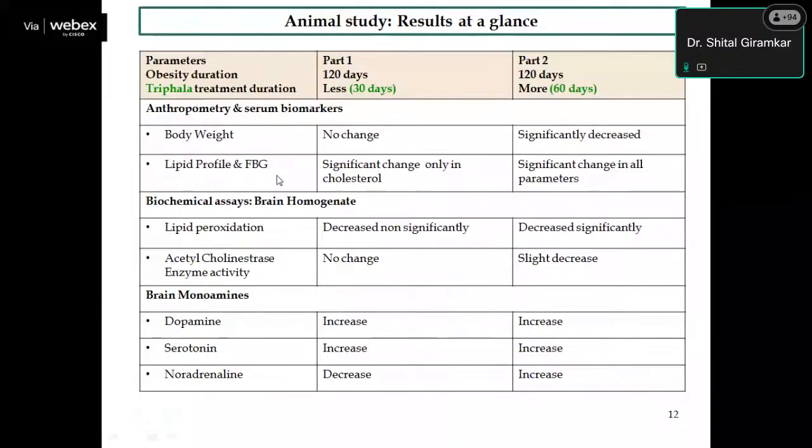Then for lipid profile and fasting blood glucose, a significant change was observed only in cholesterol levels, but after increasing the treatment duration, there was a significant change in all the parameters. Similarly, lipid peroxidation decreased significantly after more days of treatment. Acetylcholinesterase activity was slightly decreased after increasing the treatment. Similarly, in brain monoamines, there was an increase in levels in the treatment groups for all the monoamines.